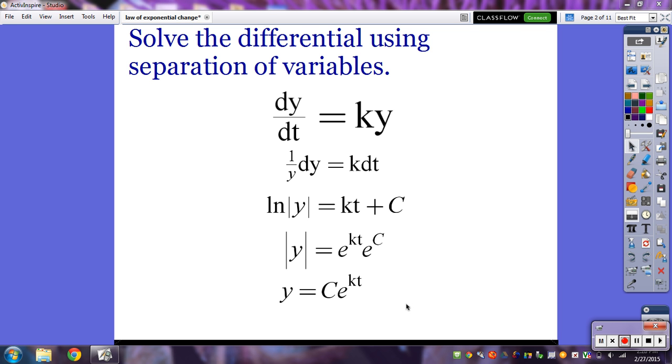You may have seen this in several different situations. One of the most popular is for profit, and so it's PERT, so y equals p times e to the rt. But it's all the same model, it's just using different variables. And so this is our general model for exponential growth or decay, depending on the k value.